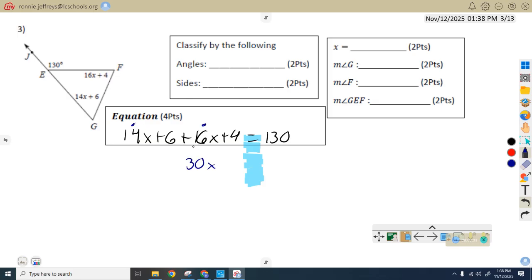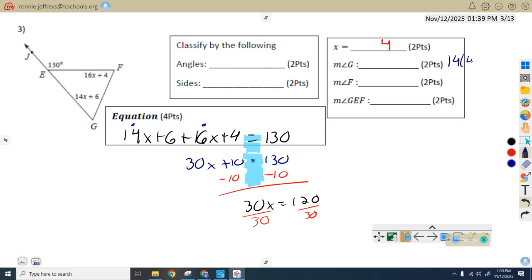So 30x plus 10, minus 10 minus 10. 30x equals 120. 30 divided by 30. Alright, so x is 4. That means the angle G is 14 times 4 plus 6. 64 degrees.